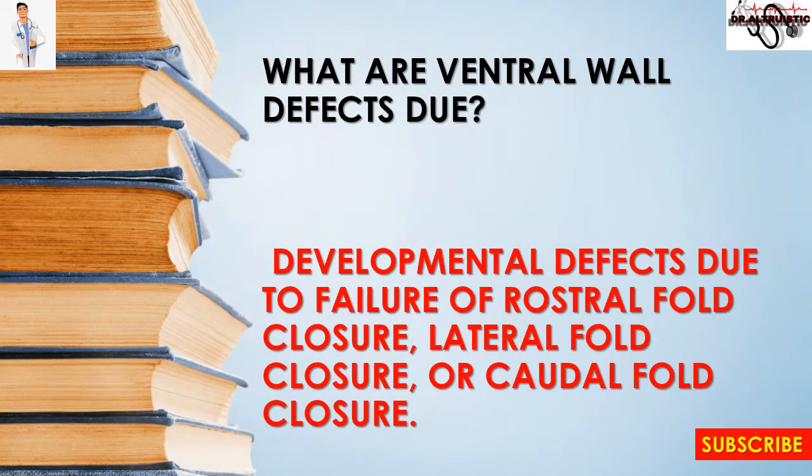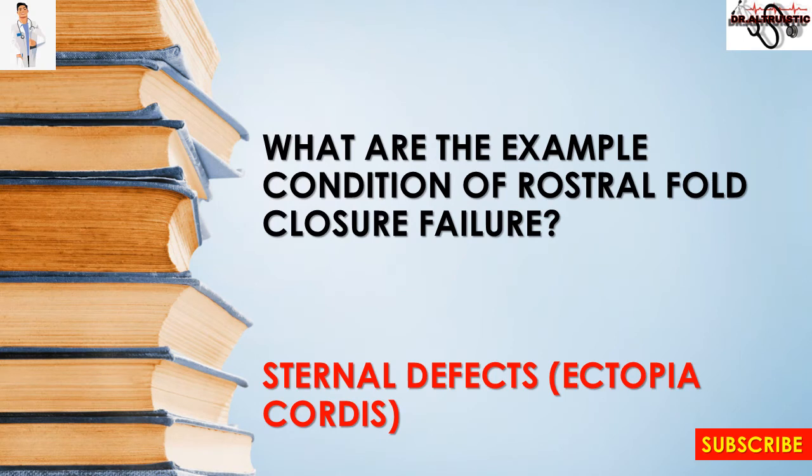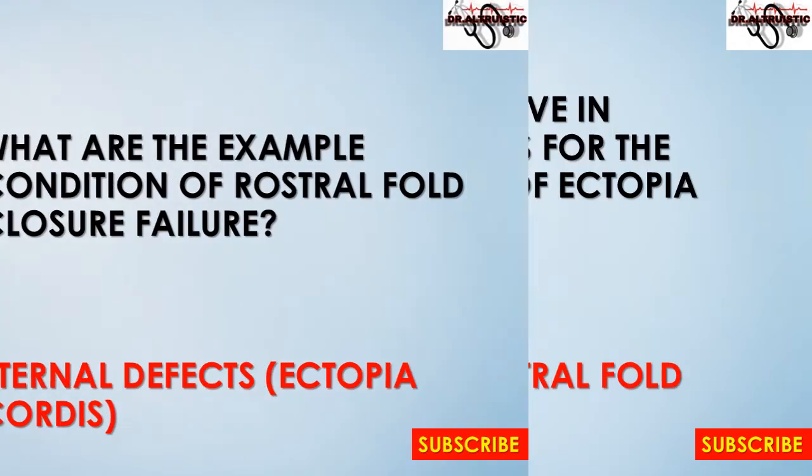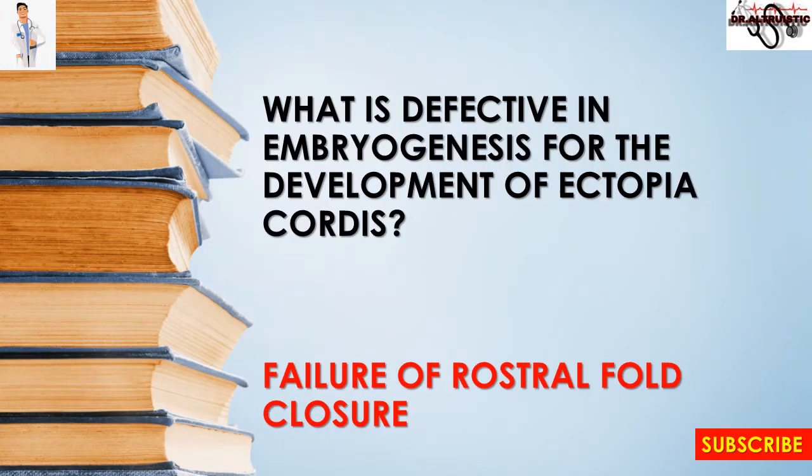What are ventral wall defects due? Developmental defects due to failure of rostral fold closure, lateral fold closure, or caudal fold closure. What are the example conditions of rostral fold closure failure? Sternal defects, ECTOPIA CORDIS. What is defective in embryogenesis for the development of ECTOPIA CORDIS? Failure of rostral fold closure.